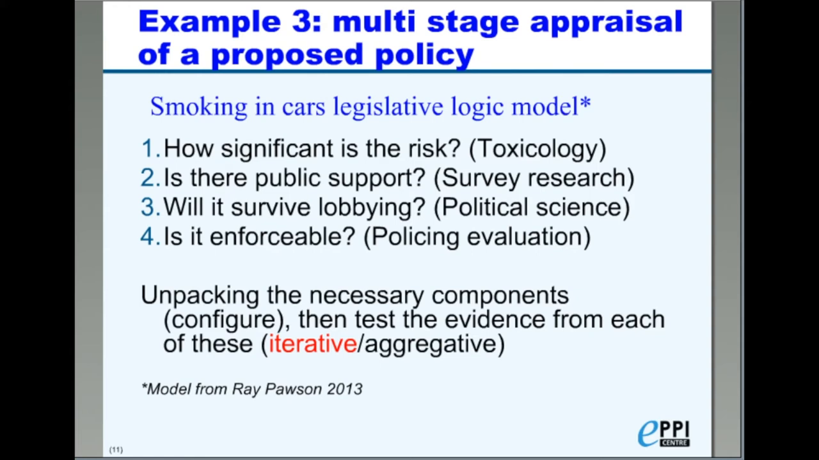So in example 2, there were just 2 sub-areas, but in this example, there are very many more sub-areas, and each of them will have different balances of aggregative research to answer the sub-question and configuring research to answer the sub-question. But predominantly, unpacking the review question is a configurative exercise, and then going to find evidence in support of those different subcomponents is predominantly an aggregative exercise.